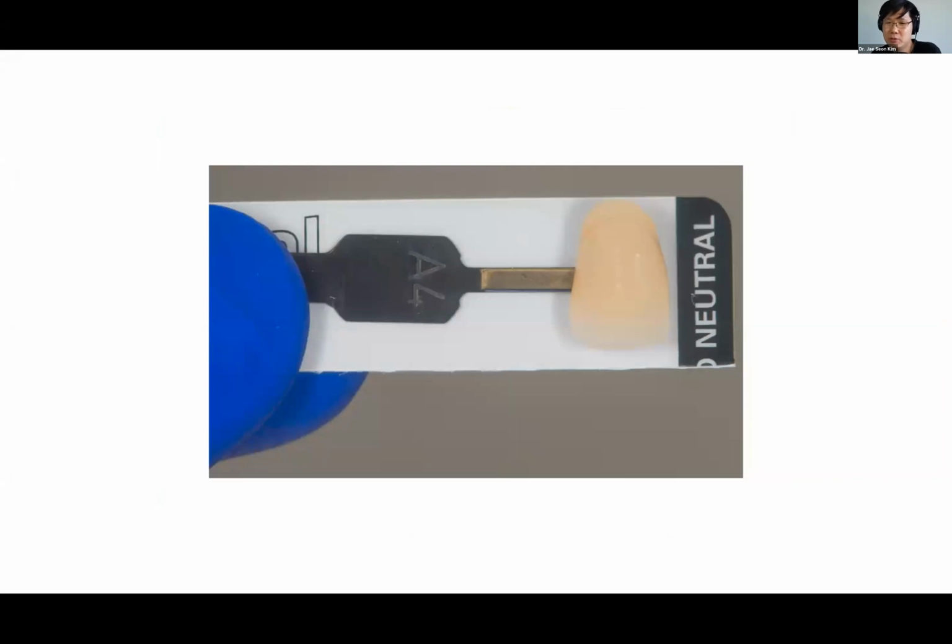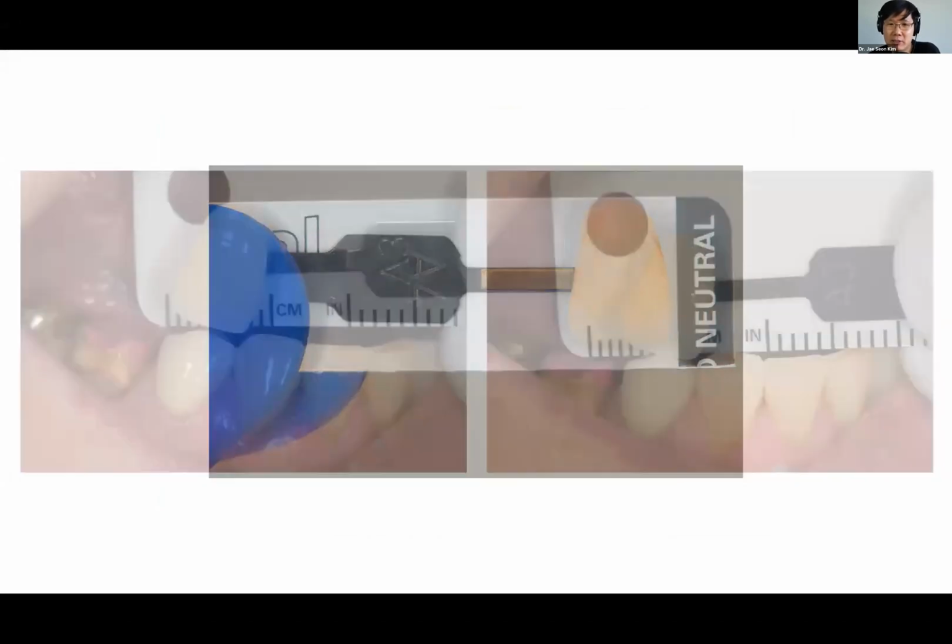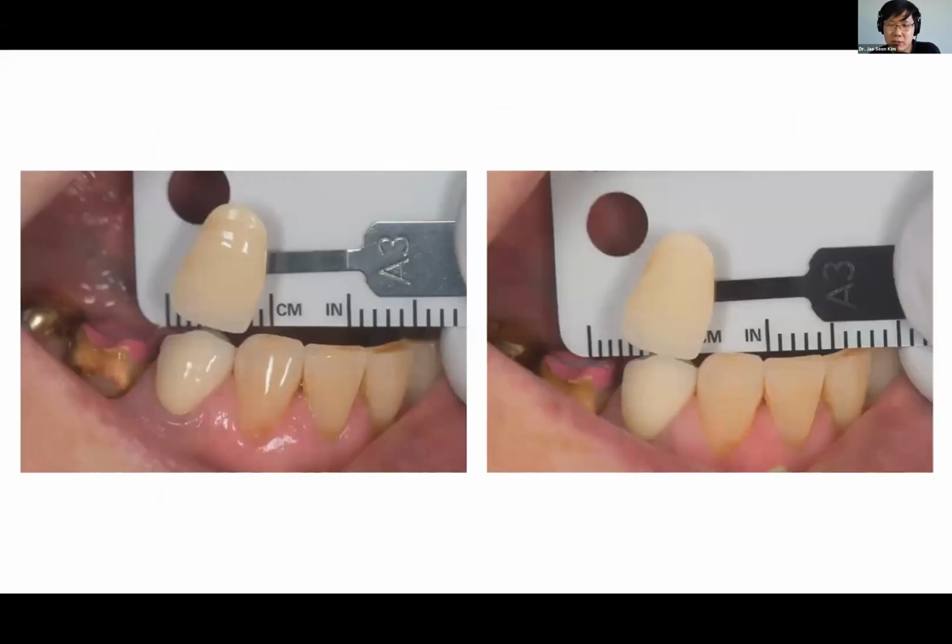I actually use the Weibull card, and I cut them up into small pieces, segments, so that it'll fit in the back of the mouth. And I put it on the shade guide like this, and then I take a photo like this from the side, okay?